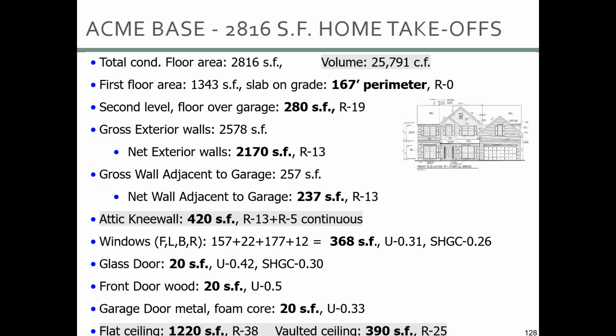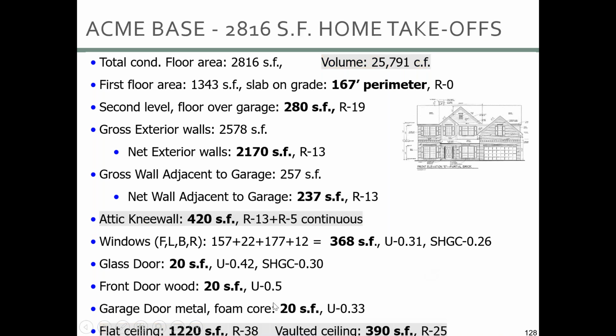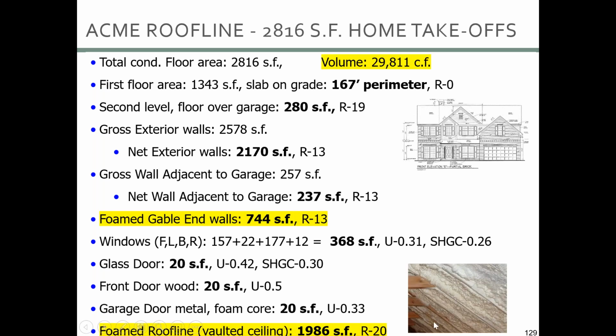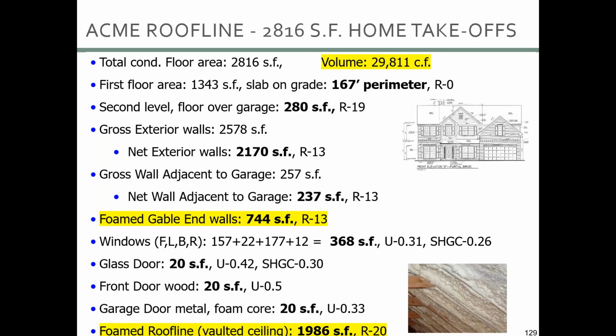This is what I'm proposing as a change: we foam the roof line. And when you foam the roof line, you have more surface area. We did have 1,200 square feet plus 390 square feet of vault. You'll notice we have more roof line surface area, so you would expect that number goes up, as does the R value of 20 is not as good as the R value of 38. So we're kind of making it weaker on that.